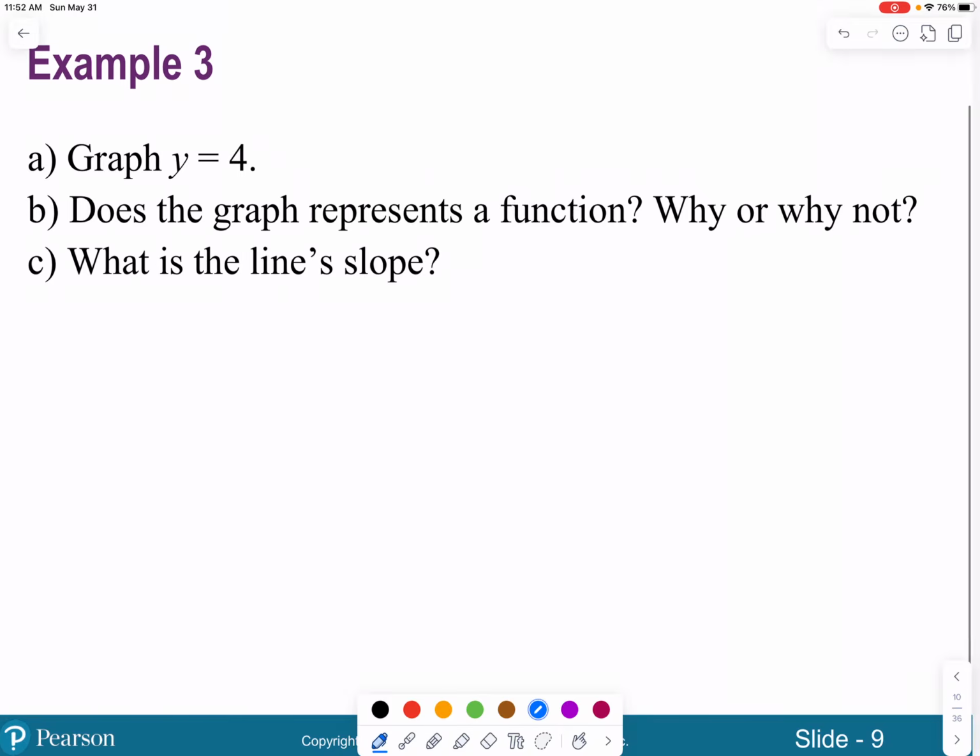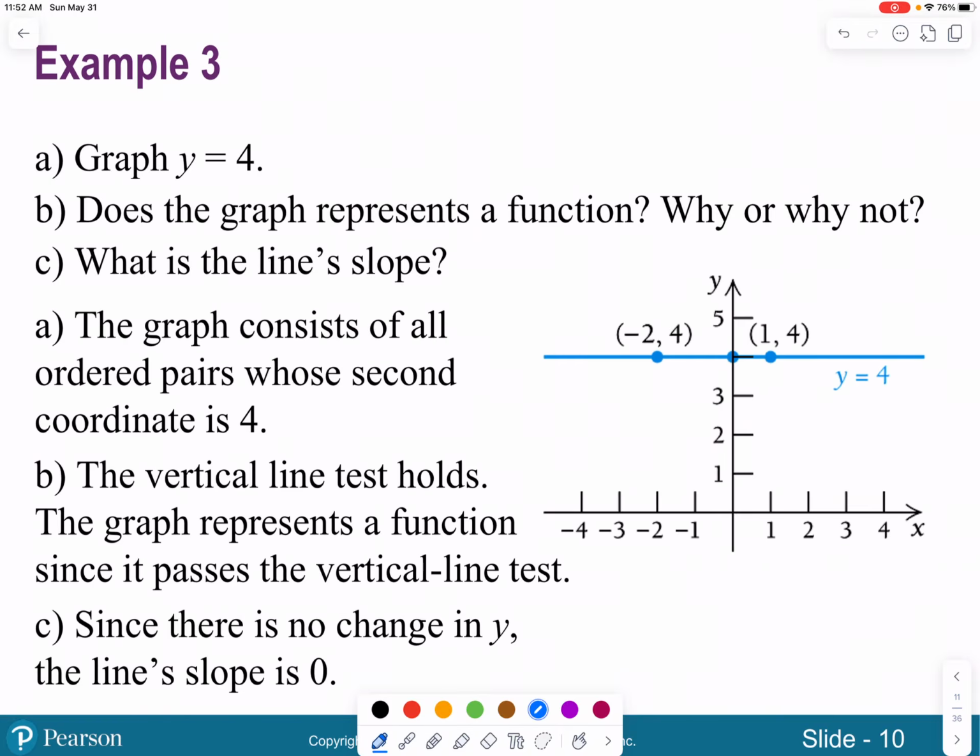Okay. So here's a typed version of that dialogue. The graph consists of all ordered pairs whose second coordinate is 4. So again, no matter what x you choose, y is always 4. So just choose a couple of values of x. In this instance, let y be 4, plot the points, and connect them with a straight edge. You see it off to the right in blue.